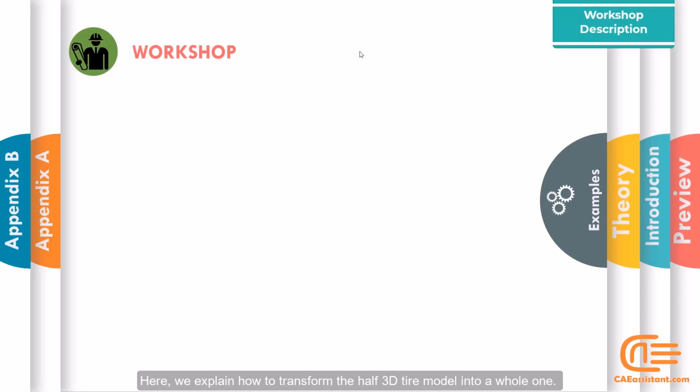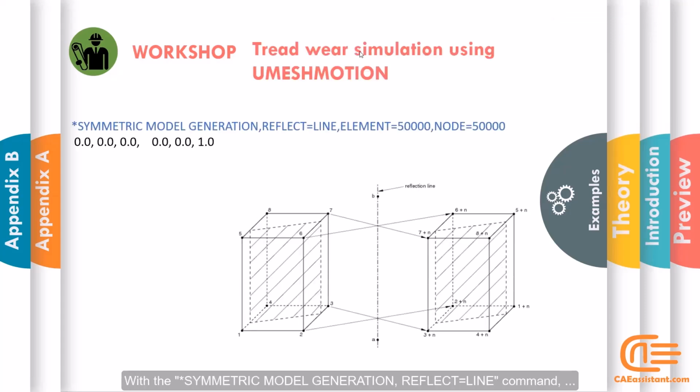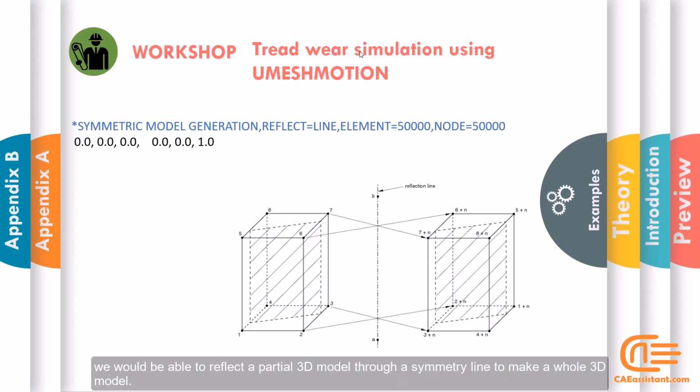Here we explain how to transform the half 3D tire model into a whole one. With the star symmetric model generation reflect equal line command, we would be able to reflect a partial 3D model through a symmetry line to make a whole 3D model.